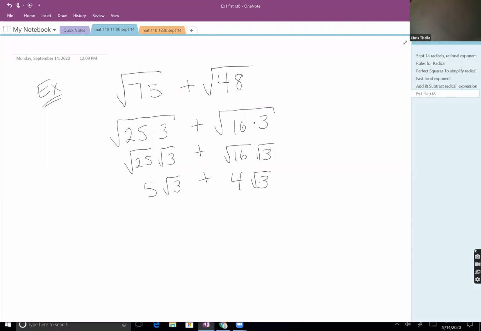So now that I've simplified them, can I add them? Yes. And my final answer is 9 radical 3.